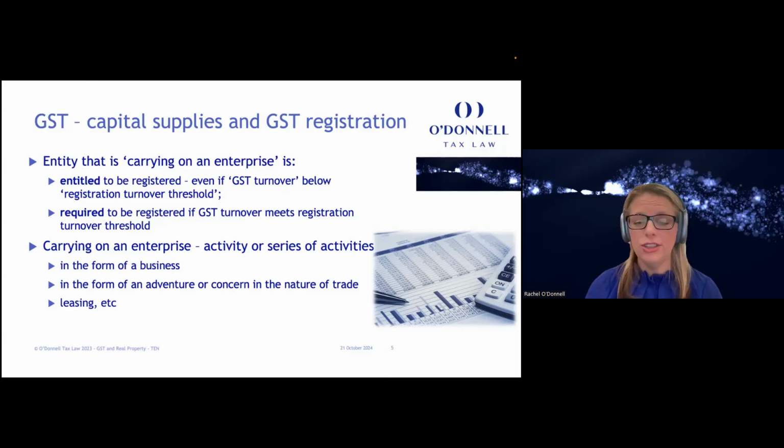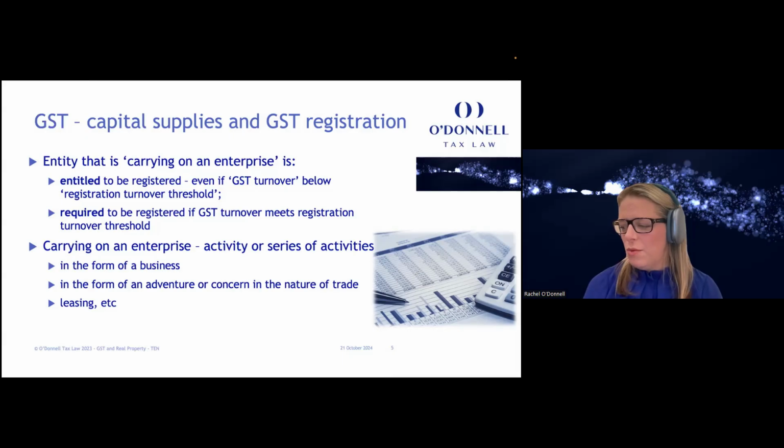So, for example, complying superannuation funds and charities are deemed to carry on an enterprise, so they don't need to be doing any other activities that would otherwise constitute an enterprise to be able to be registered for GST, and then potentially required to be registered for GST. Exclusions from that definition of carrying on an enterprise are things like private recreational pursuits. So you can't register for GST to be able to claim input tax credits for things that you spend that are really just hobbies and private expenditure. That's been tried and shut down very quickly on a number of occasions.